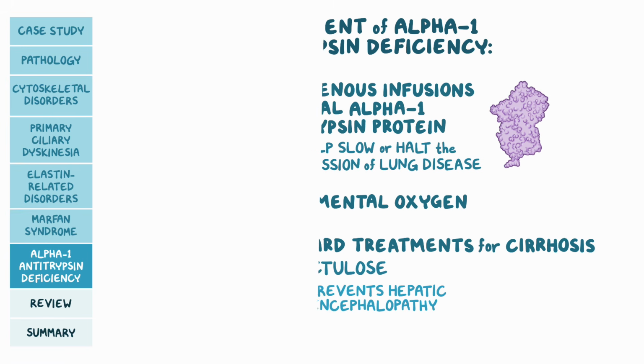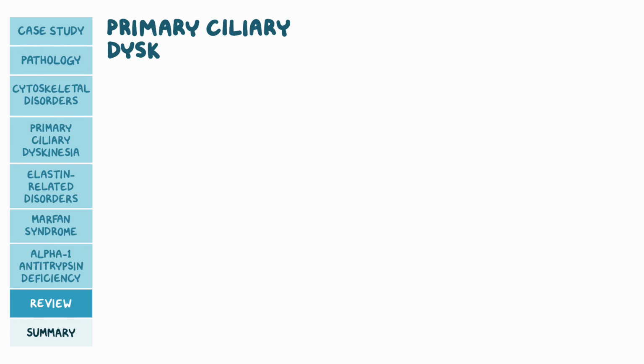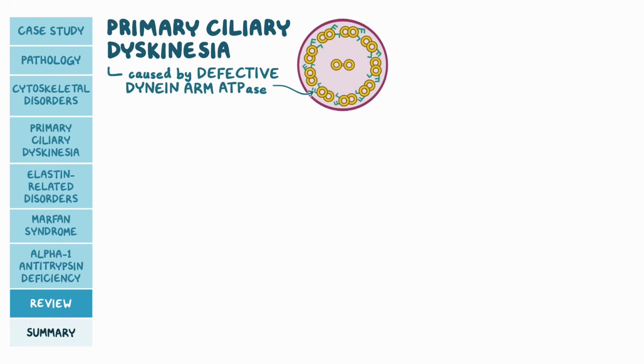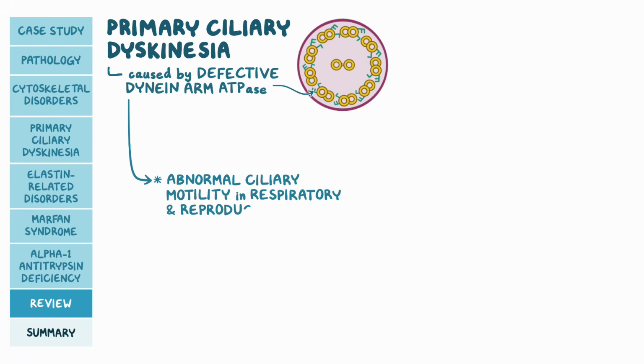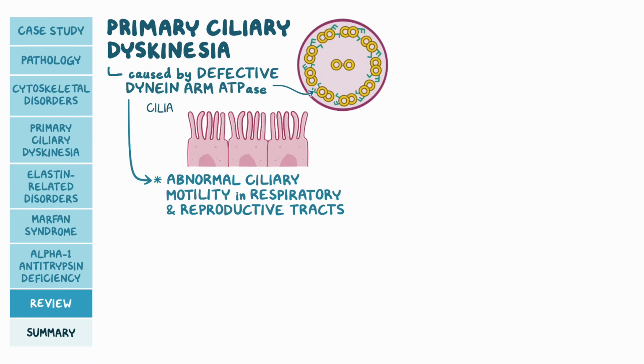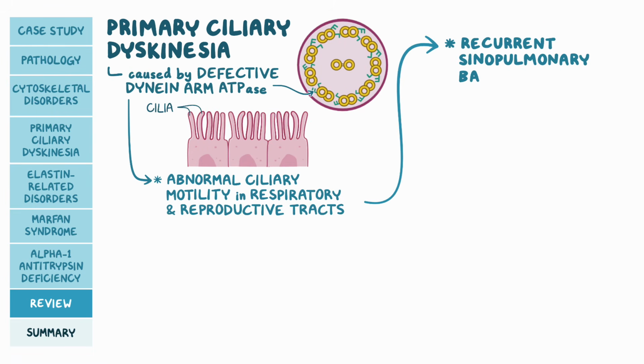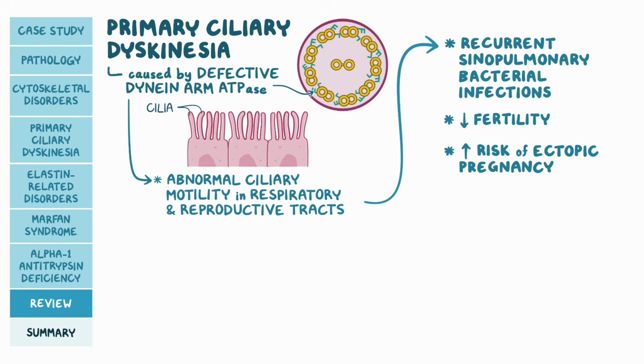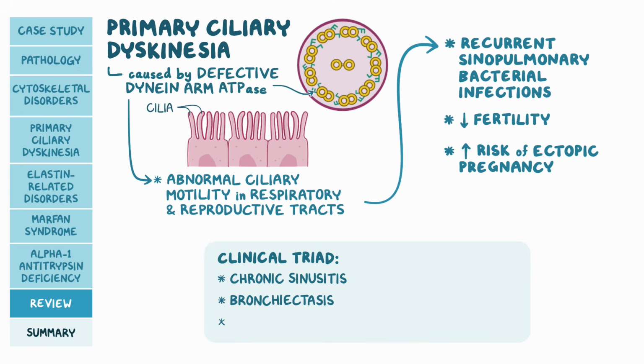All right, as a quick recap, primary ciliary dyskinesia is caused by a defective dynein arm ATPase, and this results in abnormal ciliary motility in the respiratory and reproductive tracts. Manifestations include recurrent sinopulmonary bacterial infections, as well as decreased fertility and increased risk of ectopic pregnancy. When primary ciliary dyskinesia presents with a clinical triad of chronic sinusitis, bronchiectasis, and situs inversus, it's called Kartagener syndrome.